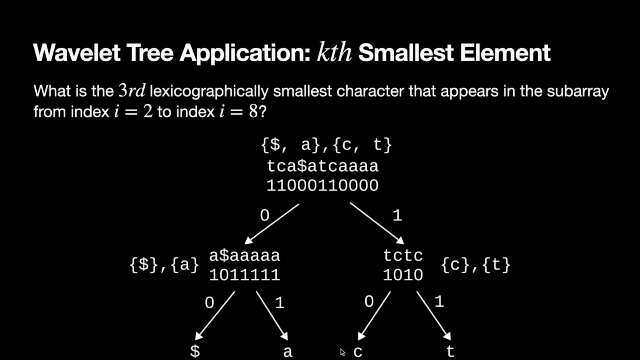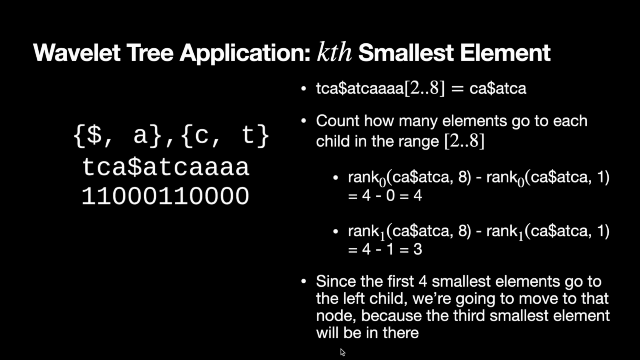One final problem is kth smallest element. So for example, if we want to know what is the third lexicographically smallest character that appears in the subarray from index i equals 2 to i equals 8. So working again with this same wavelet tree. First we can look and say, well, from 2 to 8, actually this is the string, and we wouldn't know this based on the wavelet tree, but we know now, it is $ATCA. So first we can count how many elements go to each child in the range from 2 to 8.